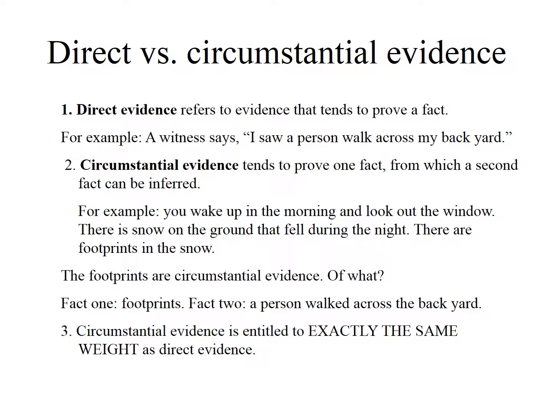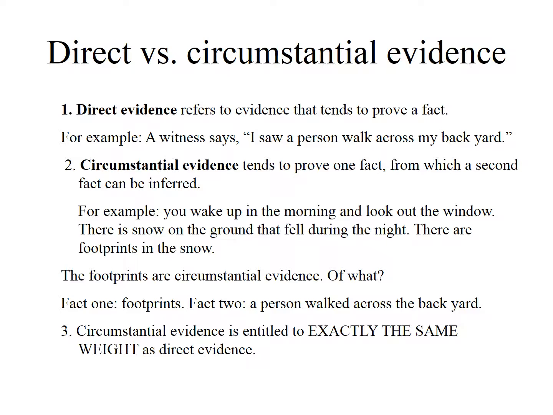There was snow on the ground that fell during the night, because there was no snow when I went to bed. When I got up in the morning, there was snow on the ground. And I saw there were footprints in the snow. That's what the witness says. I saw footprints in the newly fallen snow. Now, what does that mean? Well, it is circumstantial evidence of something.